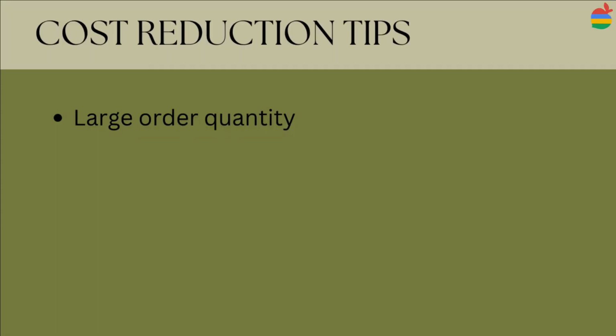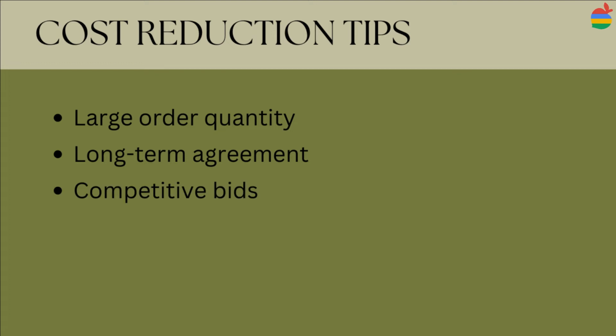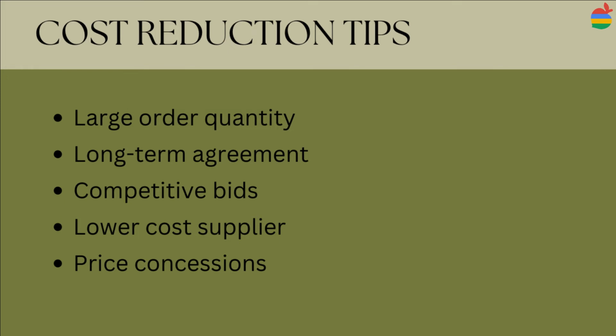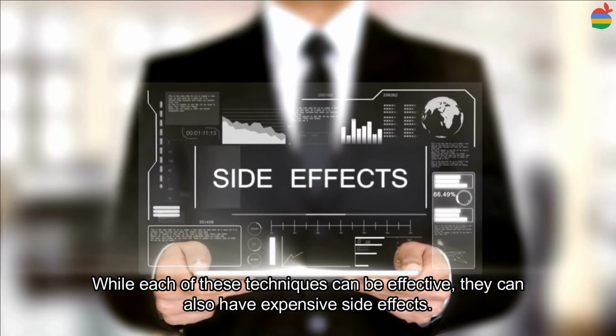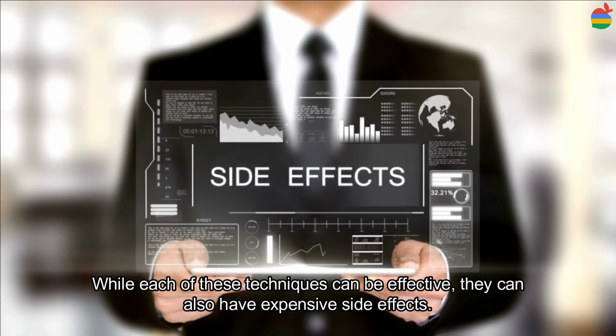They can order large quantities in order to get volume discounts. They can enter into long-term agreements in exchange for a lower price. They can ask for competitive bids through reverse auctions or a request for proposal. They can switch to a lower cost supplier, and they can ask their current supplier to reduce their price. Each of these techniques can be effective. They can also have expensive side effects.